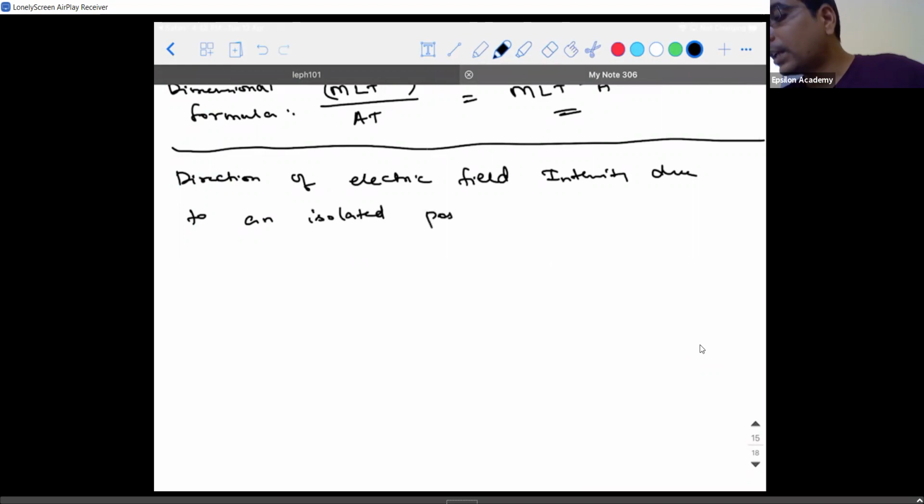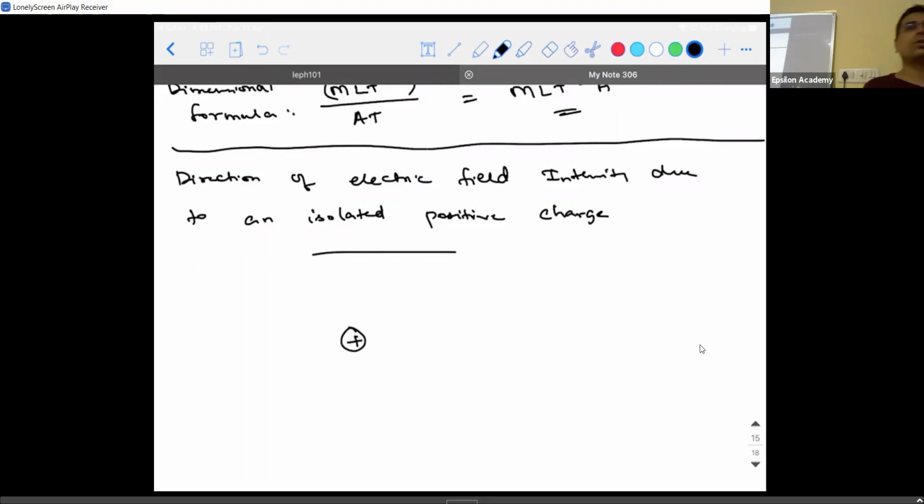What do you mean by isolated? It has no interaction with the surroundings. So I have an isolated positive charge. To find the direction of electric field, what am I supposed to do? So this positive charge, whatever I'm trying to talk about, is this the source charge or the test charge? It is the source charge because I'm interested to study about it. So for me to find the direction in which the source charge's electric field is there, I need another testing particle. That is the test charge.